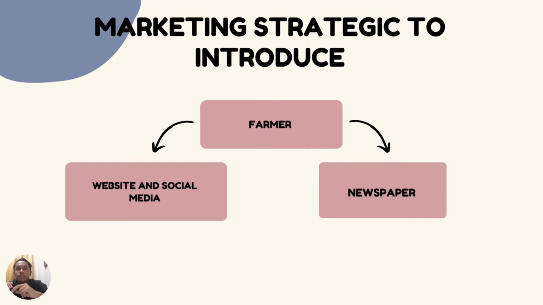So there are two methods. The first one is website and social media. Farmers who use social media can see this method and adopt it. Next, for farmers or people who do not use social media, we can introduce this method through a publication in the newspaper. Therefore, the public will know about this hanging fertigation widely.